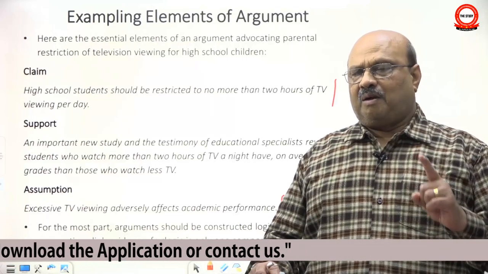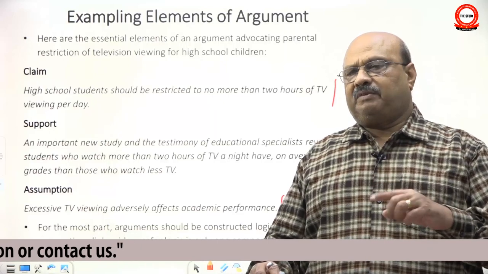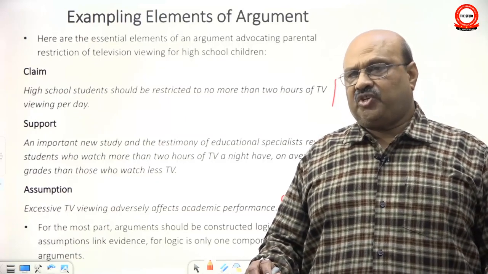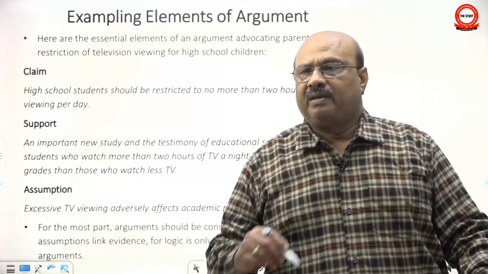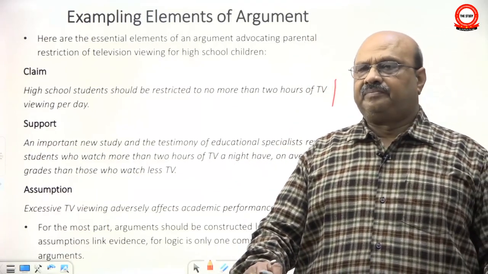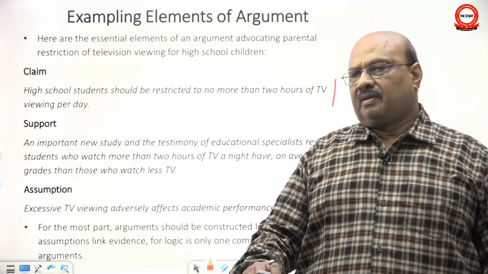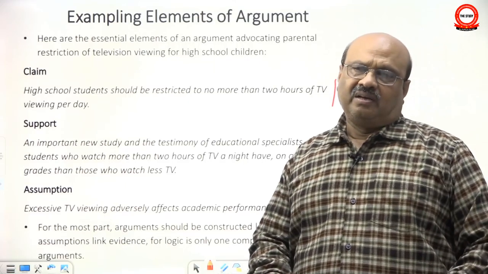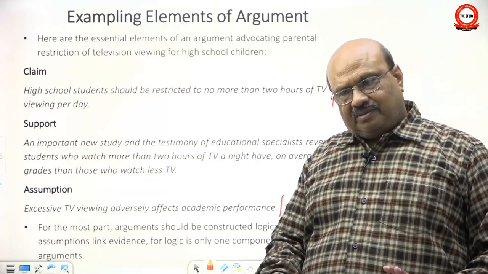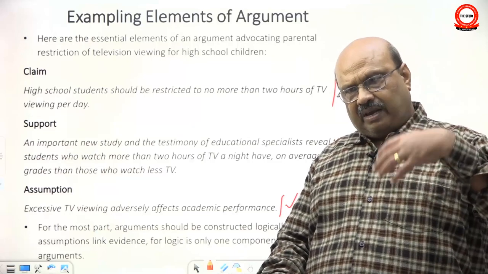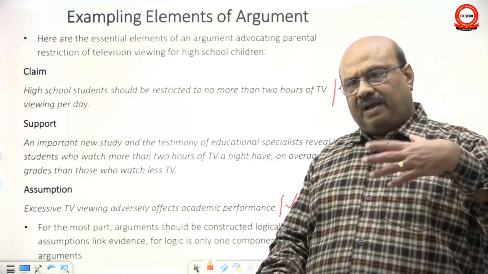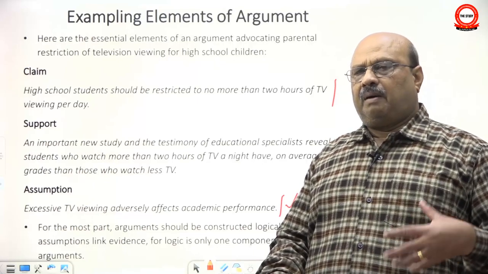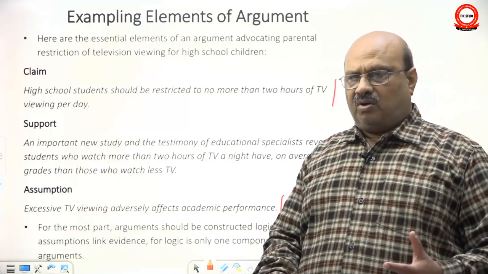The power of the claim comes from the support. The support becomes very telling. But why does the support become very telling? Because the support has an assumption which links the support to the claim. And the assumption, or the hypothesis, is that excessive TV watching badly affects the academic performance of students. So in this way, whenever you bring a claim, you should have a support, and the link between the claim and the support must be explicit with the placing of an assumption or hypothesis.